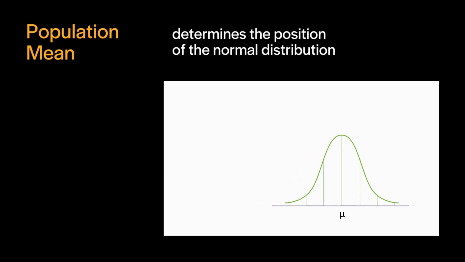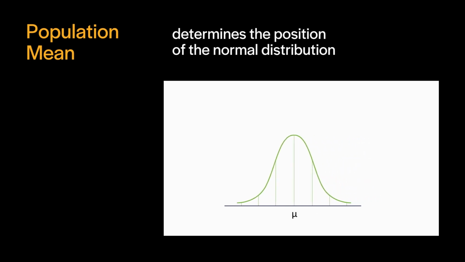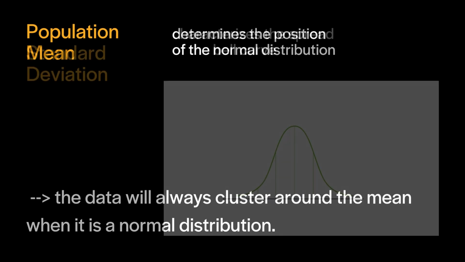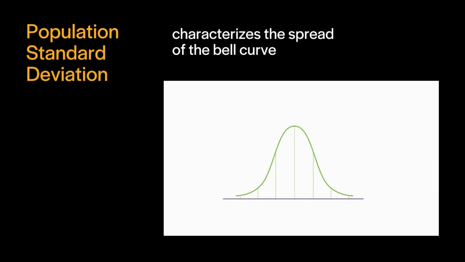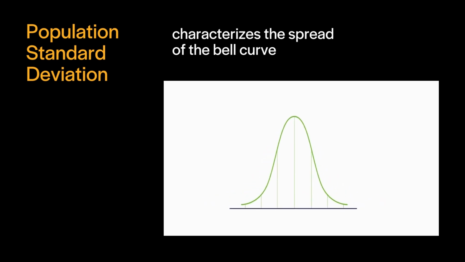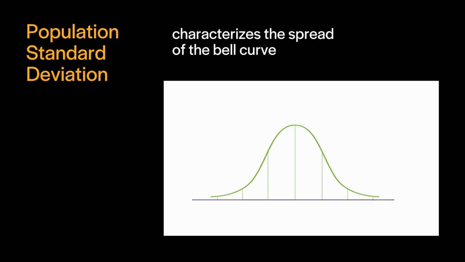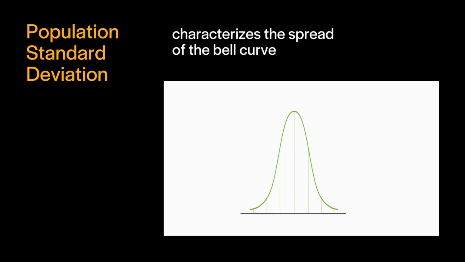If we increase the mean, the curve will move to the right and vice versa. This is because the data will always cluster around the mean when it is a normal distribution. Secondly, the population standard deviation characterizes the spread of the bell curve. The larger the population standard deviation, the more spread out the distribution would be. Since it's a density curve, the total area below it remains 100% throughout the changes, suggesting that changing the width will also affect the height and vice versa.